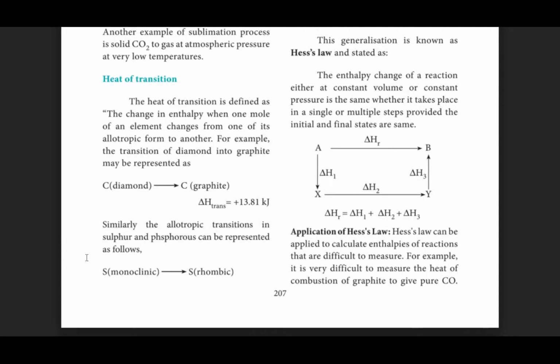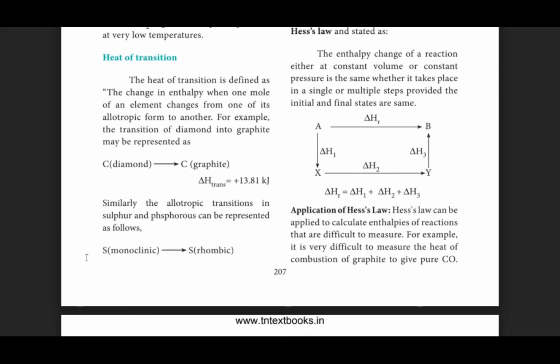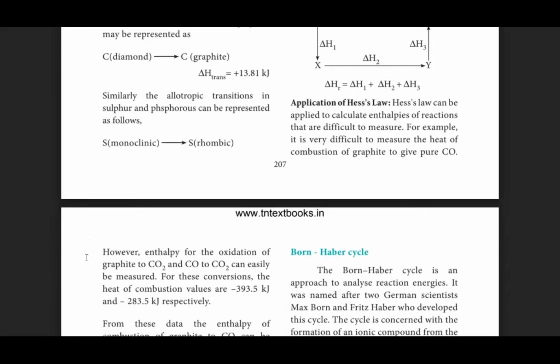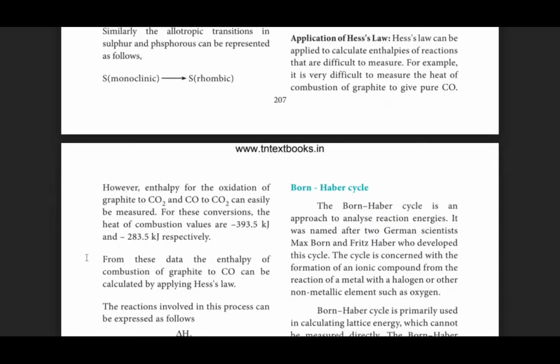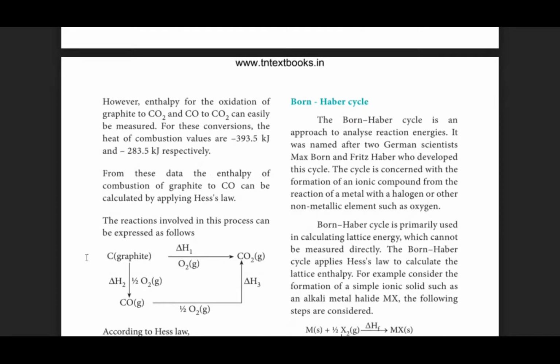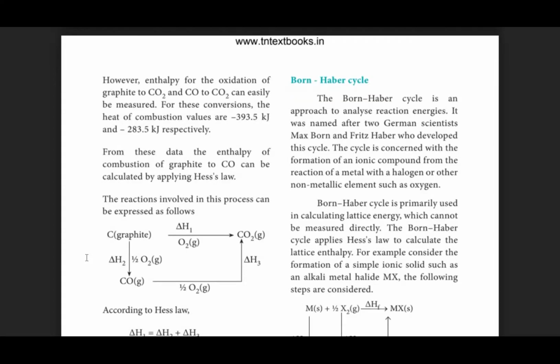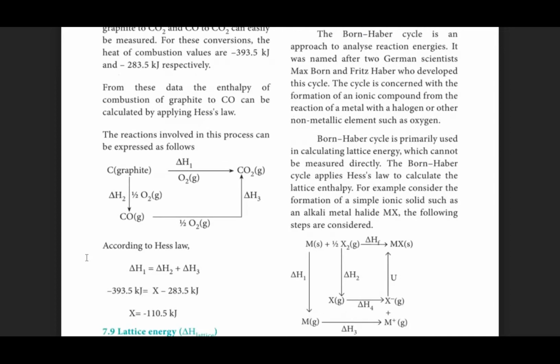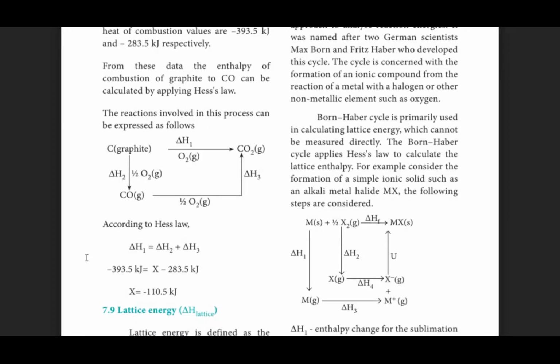For example, it is very difficult to measure the heat of combustion of graphite to give pure carbon monoxide. However, the enthalpy for the oxidation of graphite to carbon dioxide and carbon monoxide to carbon dioxide can be easily measured. For these conversions, the heat of formation values are minus 393.5 kilojoules and minus 283.5 kilojoules respectively.